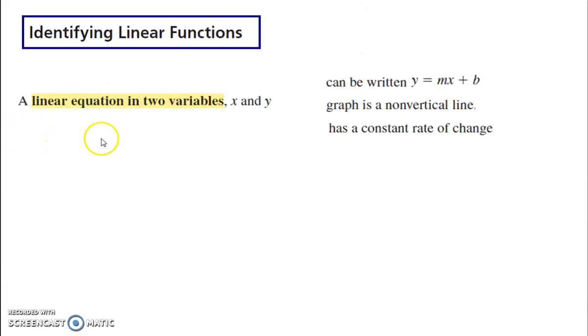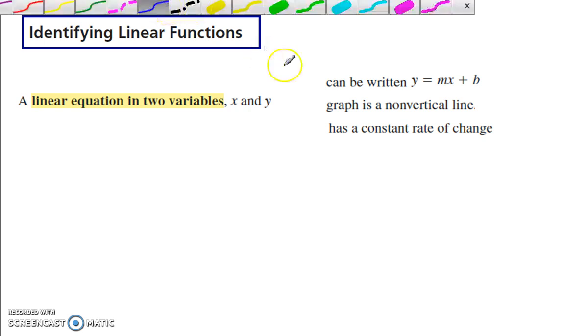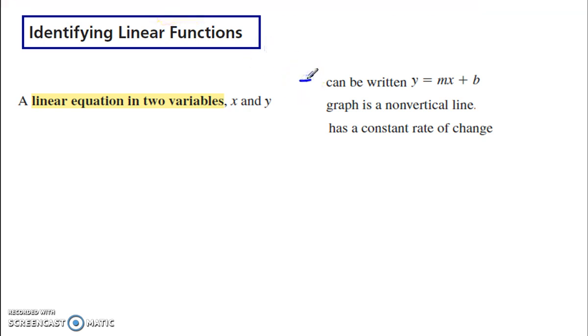A linear function, a linear equation in two variables, x and y, can be written y equals mx plus b. The graph is a non-vertical line, and it has a constant rate of change. Can be written y equals mx plus b. Constant rate of change. The graph is a non-vertical line.